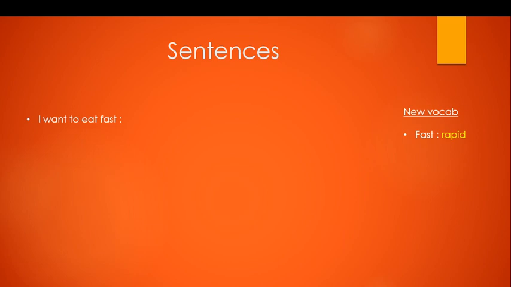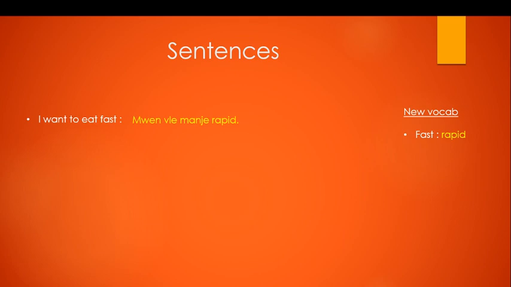So in the sentence, I want to eat fast, how would you say that? Go ahead and take some time to think about that. You may pause the video, but I'm gonna go ahead and reveal the answer. I want to eat fast: moi vle manger rapide. Remember, to want is vle. So you basically put the personal pronoun in front of the word. So I is moi, want is vle, to eat, manger, fast is rapide. If you put these together, you have moi vle manger rapide.